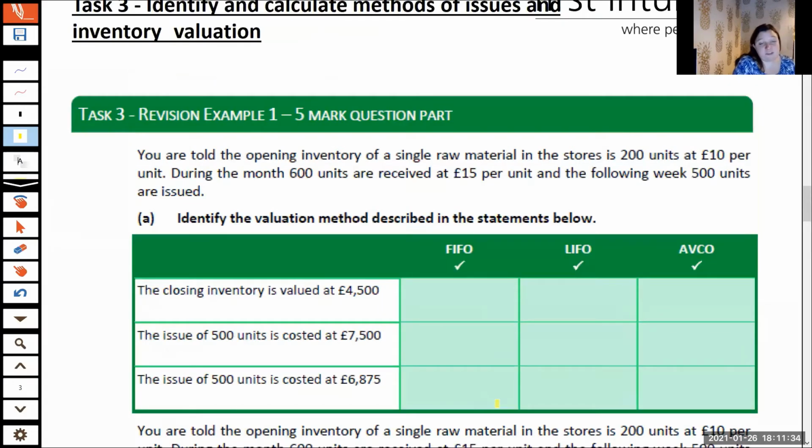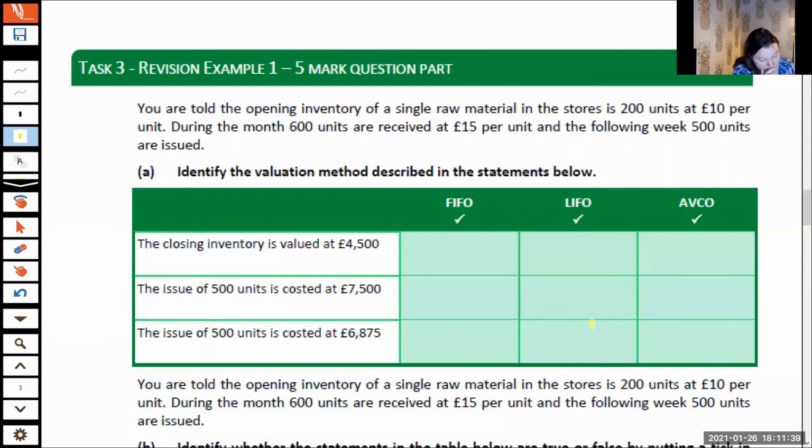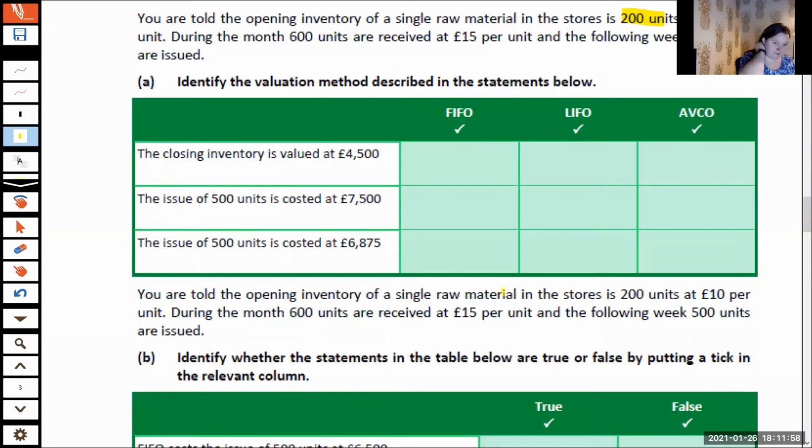Here, this is a fairly typical exam question. So let's have a little look at what we're being asked to do. It says here, you are told the opening inventory of a single raw material in the stores is 200 units. They bought it for £10 a unit. During the month, there was another purchase, and then there was an issue. Okay, that's all fine. But what we've got to do with that information is answer 6 questions.